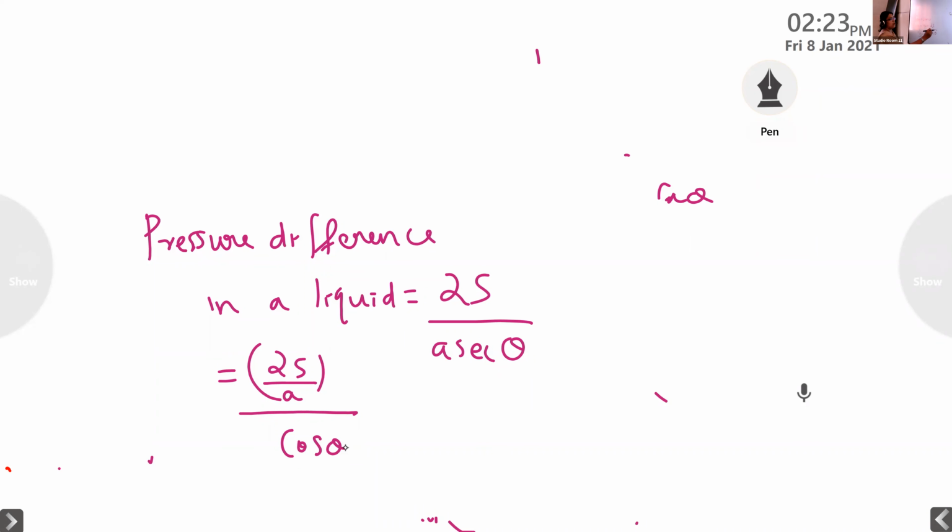Ma'am, a sec theta, right? Or a cos theta? 2S by, no, a, one minute, 2S by a sec theta and, sorry, cos theta, not a sec theta, cos theta. Cos theta is the horizontal component of radius.